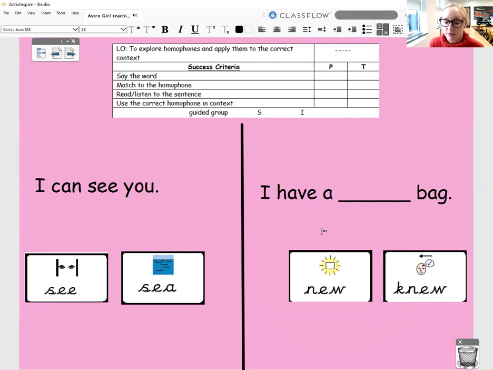Here I've got another simple sentence to complete with one of these words. So I've got I have a... bag. I have a something bag. Now, is it going to be the adjective new, as in something that's been bought and hasn't been untouched or unused, or is it going to be knew, as in to know them? I have a knew bag, as in they've known the bag, or a new, as in it's a new bag that they haven't used before. I think in that context, the correct homophone should be new.